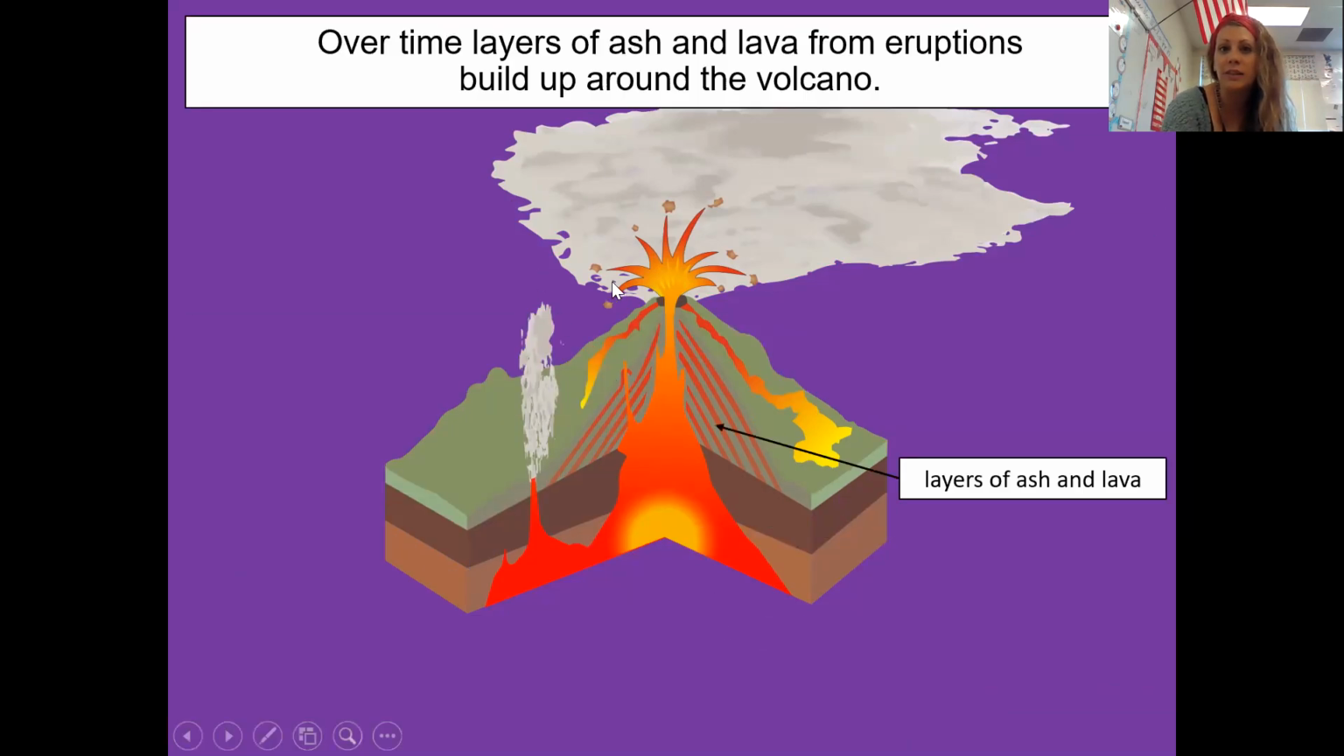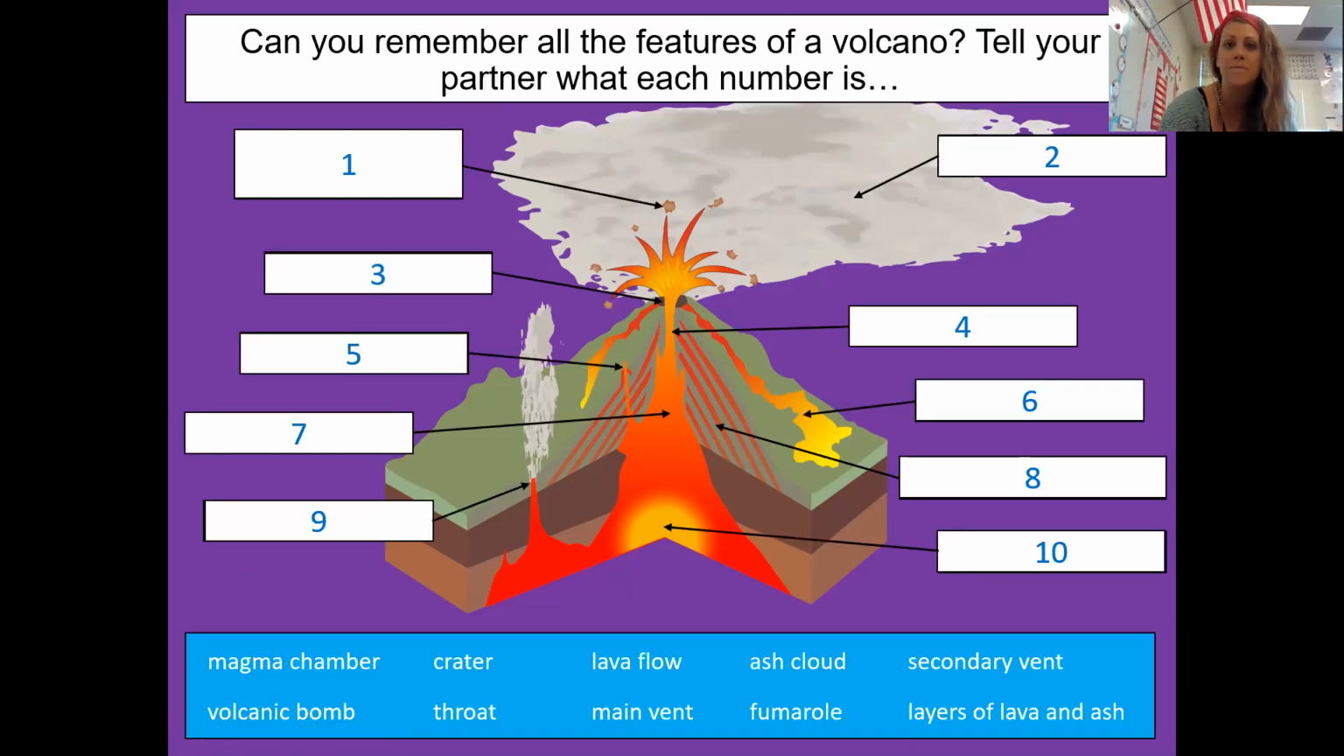Over time, remember, the layers of ash and lava from the eruptions build up around the volcano. So that's all those lines right here. That's the layers of the ash and the lava.